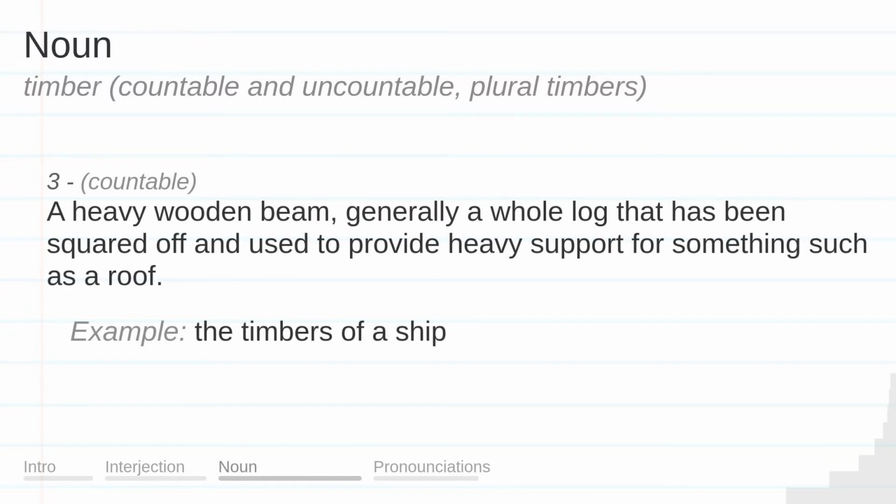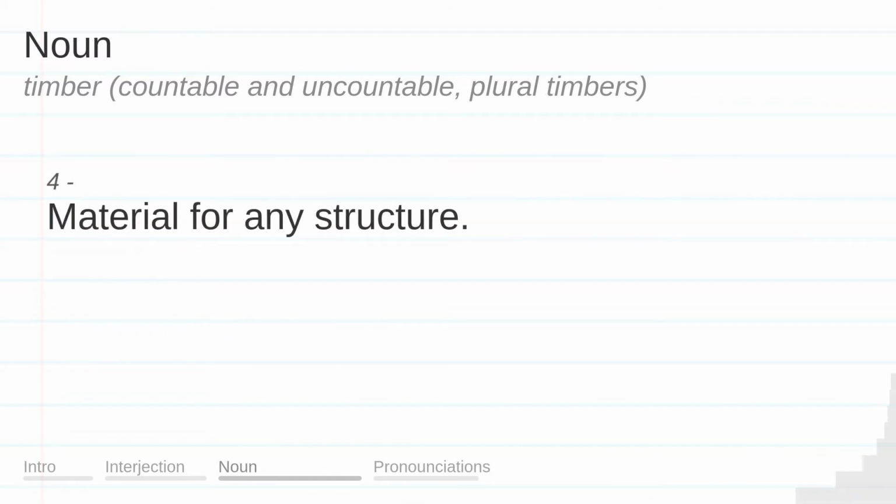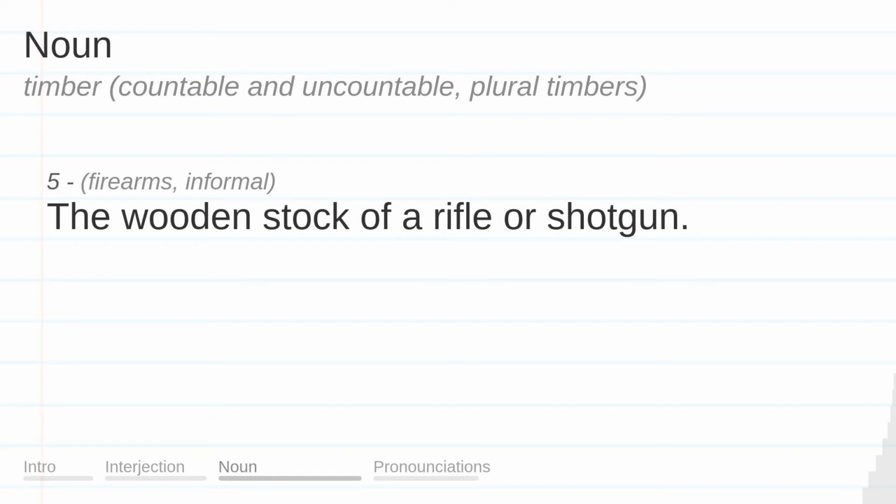A heavy wooden beam, generally a whole log that has been squared off and used to provide heavy support for something such as a roof. Example. The timbers of a ship. Material for any structure. The wooden stock of a rifle or shotgun.